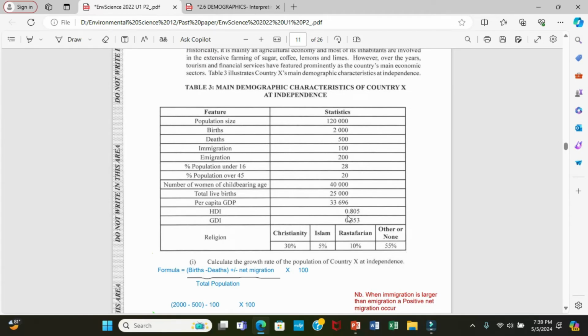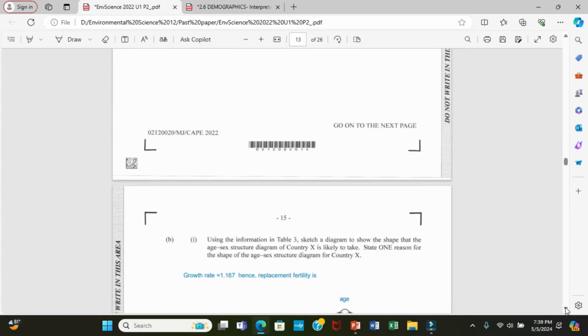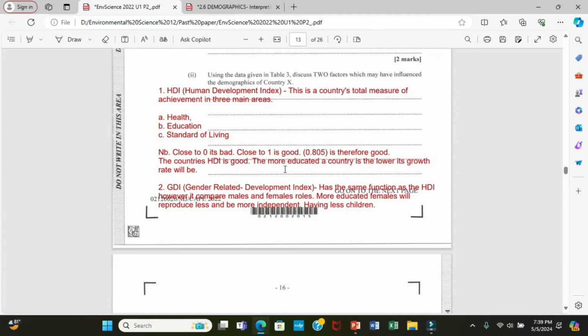All right, so the HDI is 0.805 and the GDI is 0.353. All right, let's go back. Now when you're talking about the development of a country, these are 2 indexes that are used to measure the development of the country, guys. So if you want to know if a country is poor or rich or developed or developing, then these are the 2 indexes that are used.